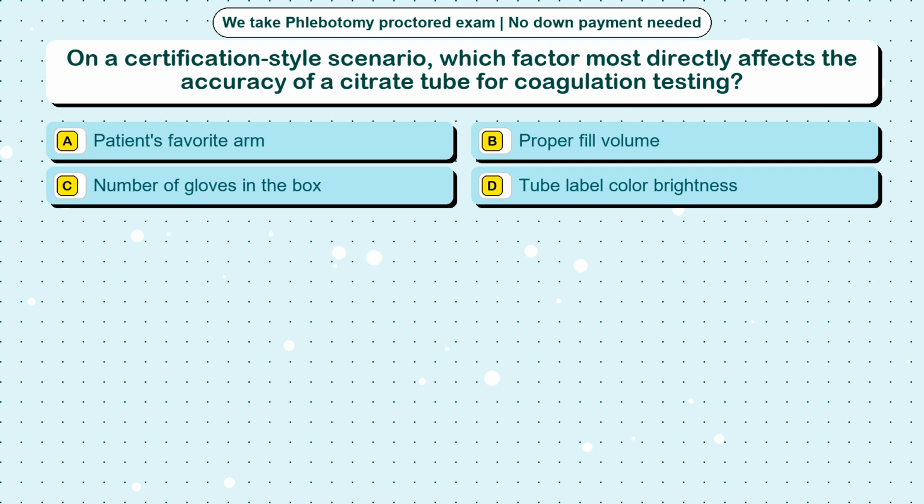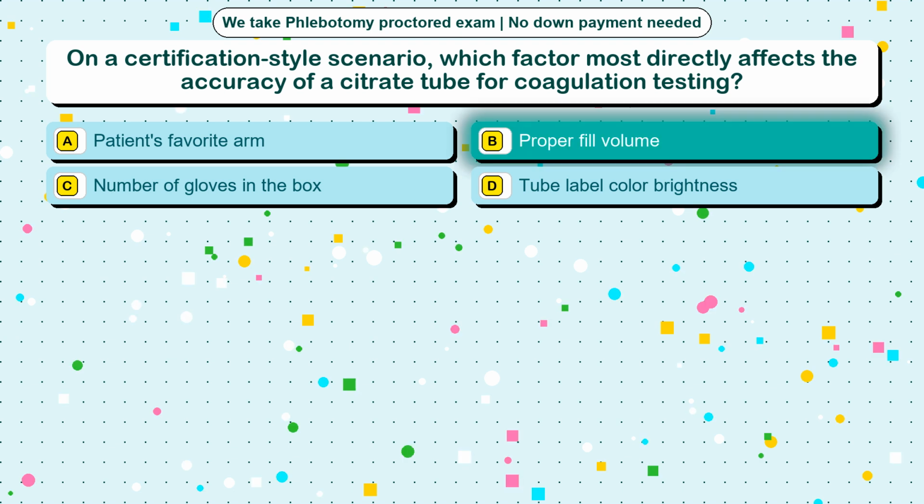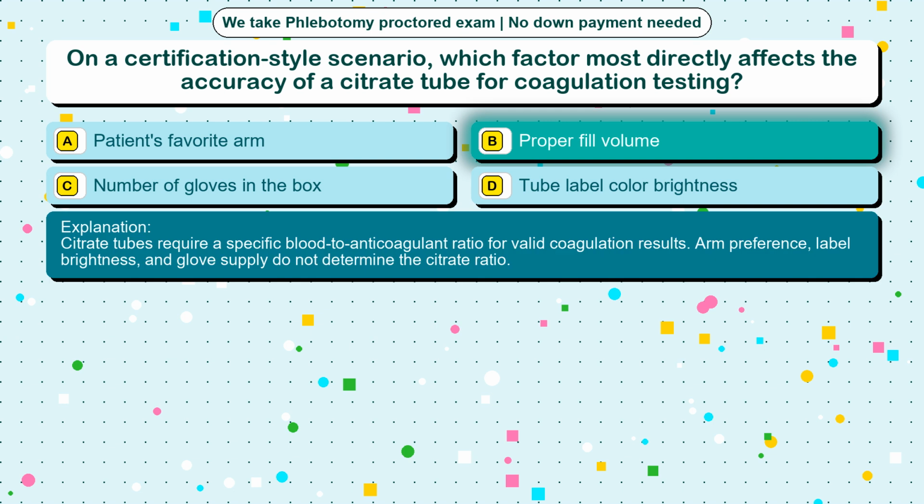Question 36. On a certification-style scenario, which factor most directly affects the accuracy of a citrate tube for coagulation testing? Option A, patient's favorite arm. Option B, proper fill volume. Option C, the number of gloves in the box. Option D, tube label color brightness. The correct answer is option B, proper fill volume. Citrate tubes require a specific blood-to-anticoagulant ratio for valid coagulation results. Arm preference, label brightness, and glove supply do not determine the citrate ratio.